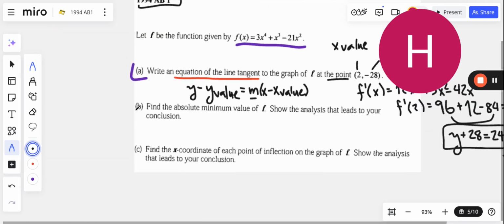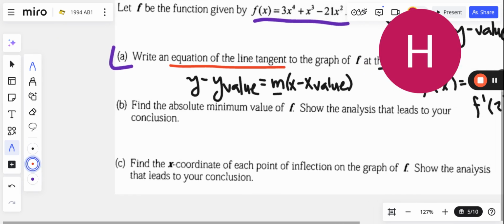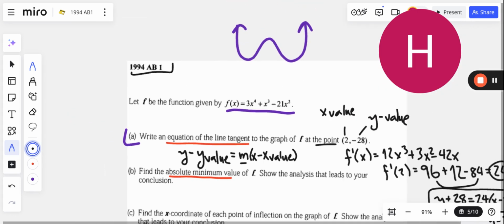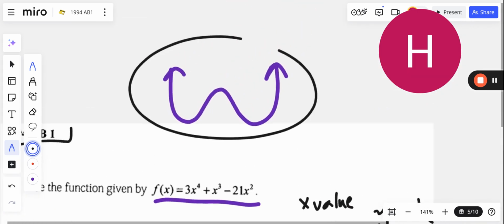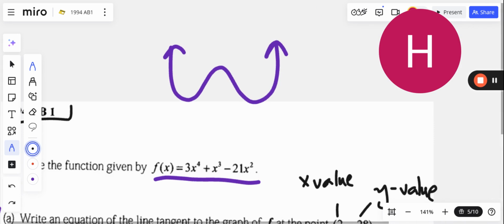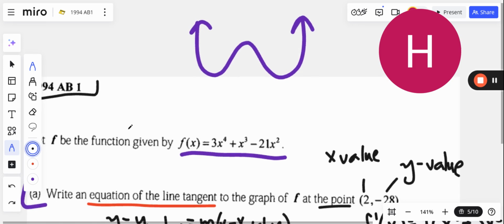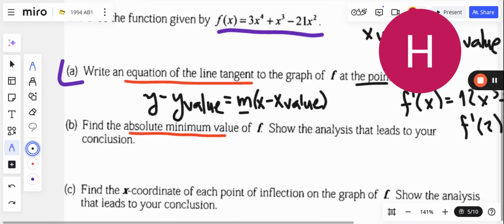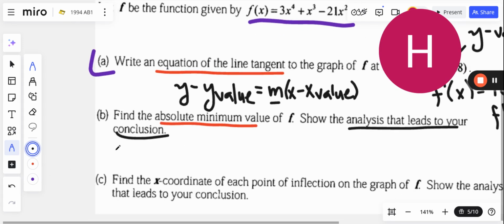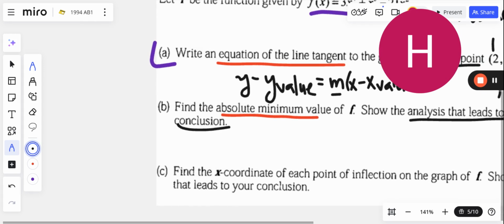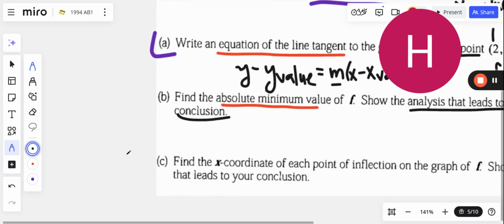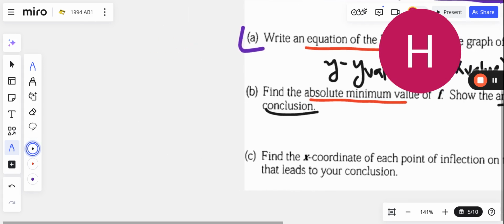Okay, part B, find the absolute minimum value. And this is consistent with the fact that we looked at this graph, the sketch of this graph, and we know that there's going to be some lowest point. We don't know exactly where it's at, but there's going to be some lowest point. And it says, show the analysis that leads to your conclusion. In other words, how do we know that it is the absolute minimum value? Well, let's find the derivative and when it equals 0 so we can find these flat points.